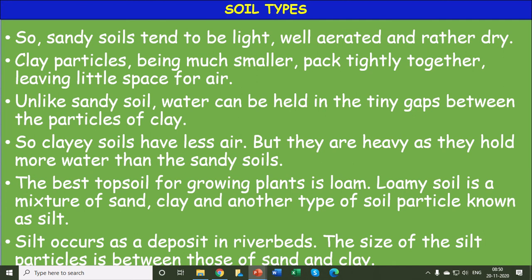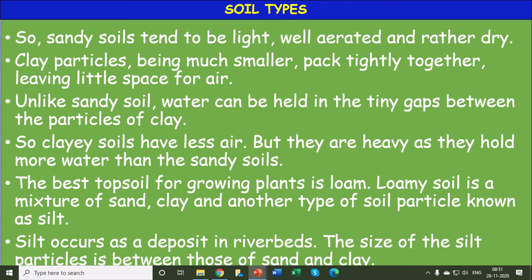Clayey soils have little air, but they are heavy because they hold more water than sandy soils. The best topsoil for growing plants is loam. Loamy soil is a mixture of sand, clay, and silt. Where do you find silt? Silt occurs as a deposit in river beds. The size of the silt particles is between those of sand and clay.